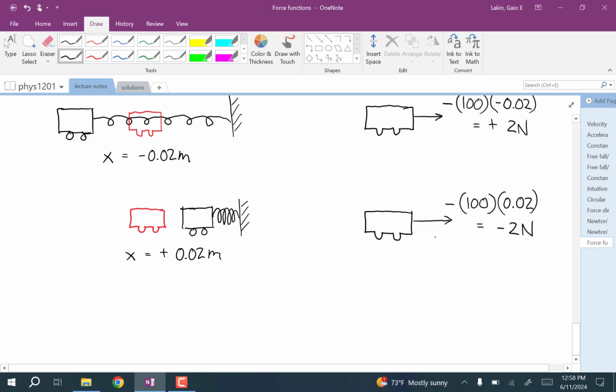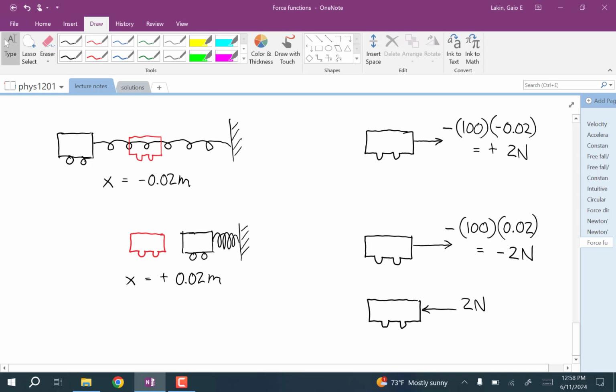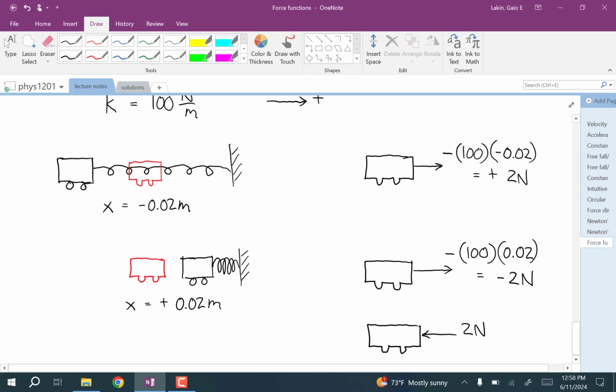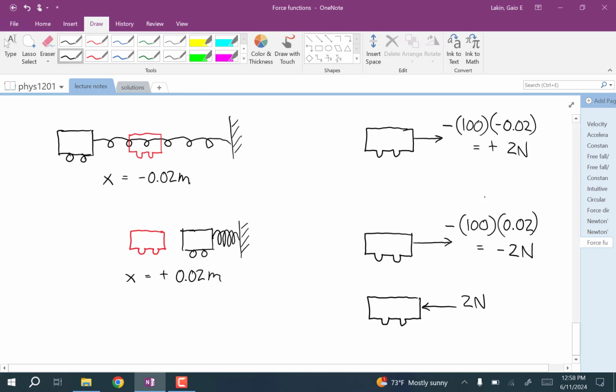Well, what does it mean if we have a force vector to the right with a value of negative 2 newtons? It means that we can think of that as a force in the opposite direction with a value of positive 2 newtons. And so you can see that if you're thinking about the signs of these forces correctly, it always accounts for the fact that the spring is trying to get back to its resting position.